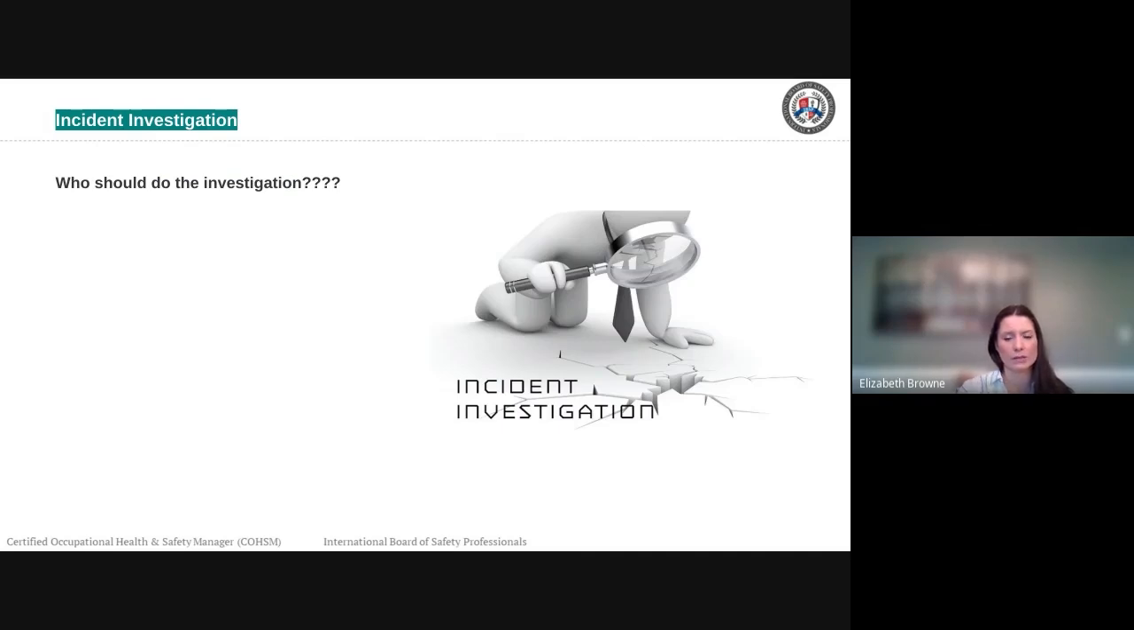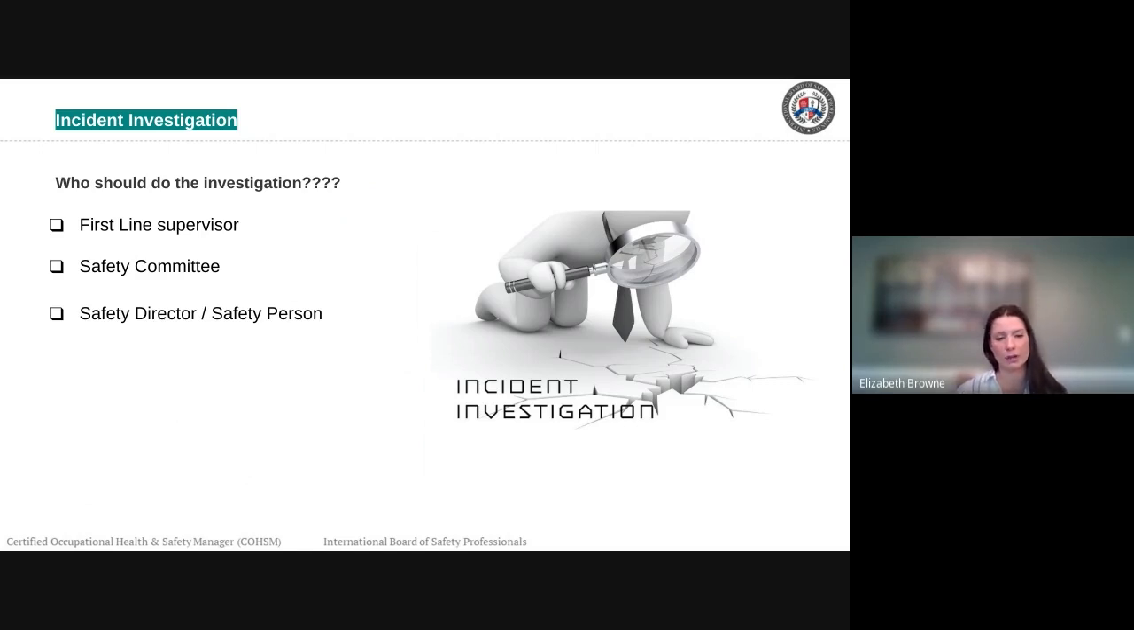All right, who should conduct an investigation? We of course want the first line supervisor involved, the safety committee, the safety director, or the safety person, or you as an occupational health and safety manager. And the best and most effective incident investigations occur when all of the above are included, because we are looking at the incident from multiple perspectives, and different people bring different experiences to the investigation. So this way we can ensure that we have a comprehensive review of the incident that occurred.